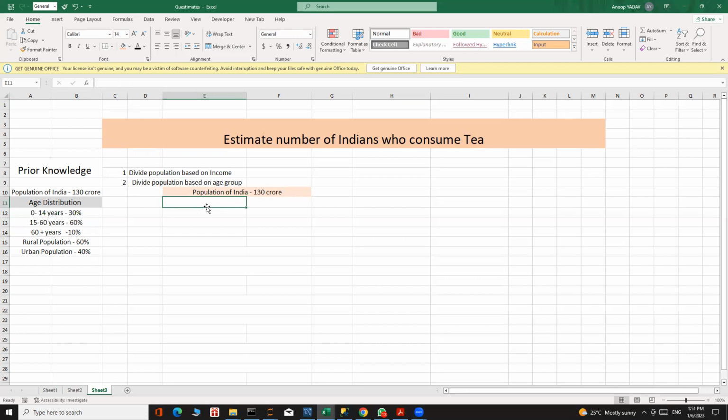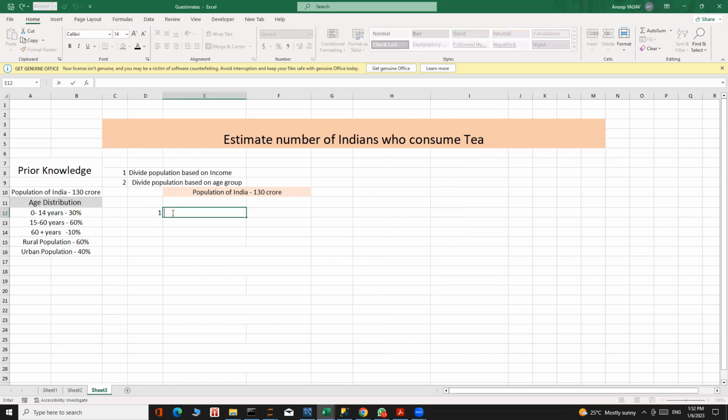our approach to solve this problem is, first, we divide the population based on income. We divide our population into three income groups: low income group, middle income group and high income group. On the basis of income group, we divide each into age groups, and then we will find our total tea consumers in India. Let's try to solve it. First, we will divide our population into income groups.